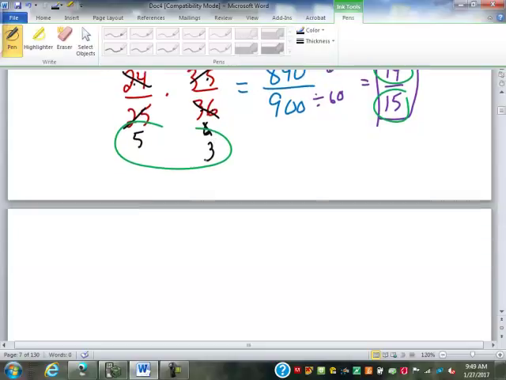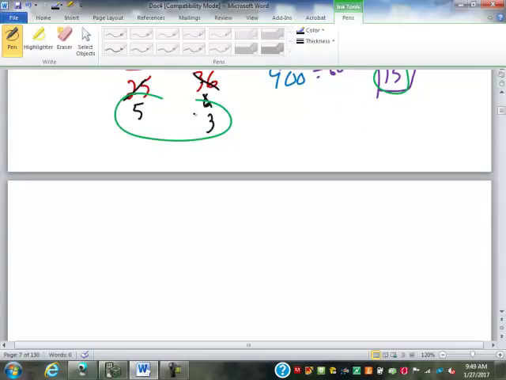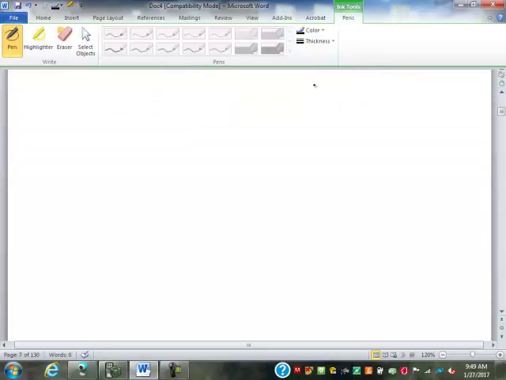Now, I'm not going to waste any time on simple fractions multiplying. We're jumping right into mixed numbers. Let's do something like 4 1/3 times 7 2/5.